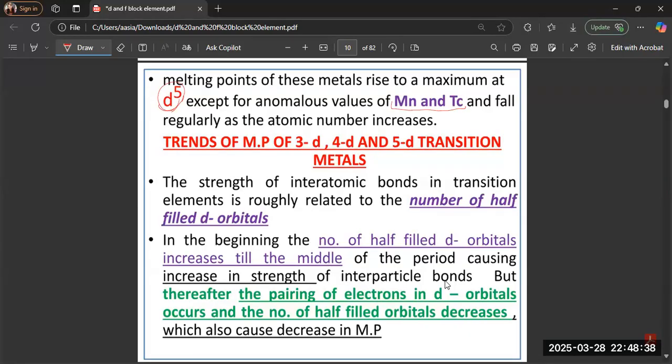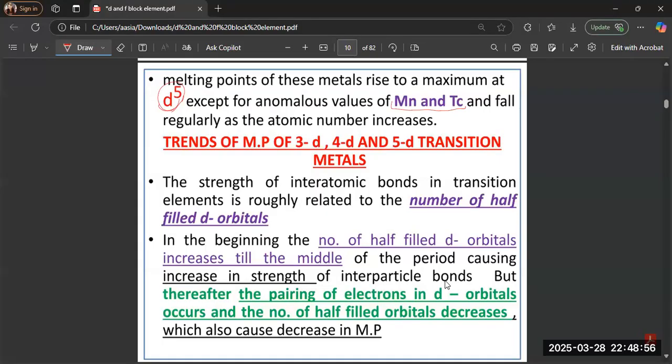What is Tc? What is the name of Tc? Remember? It is technetium. Yes, good. Manganese and technetium.